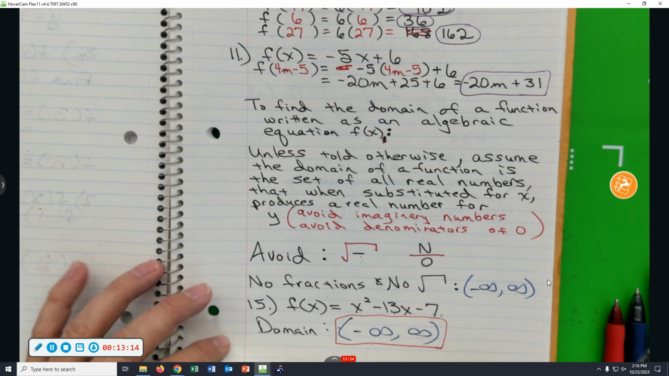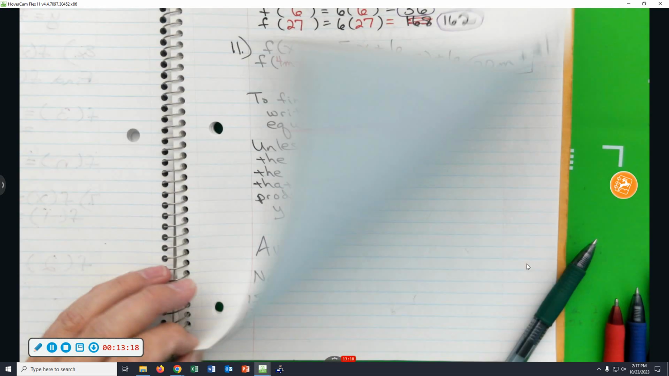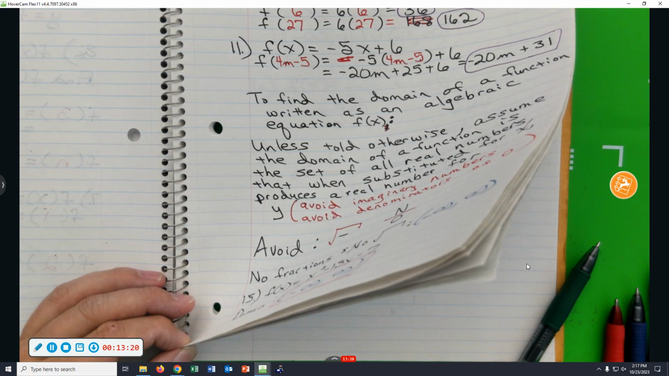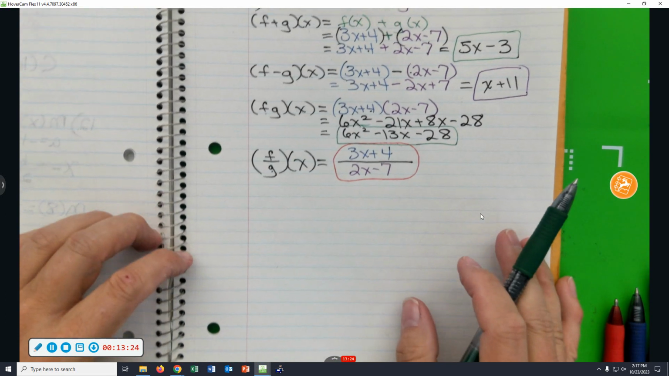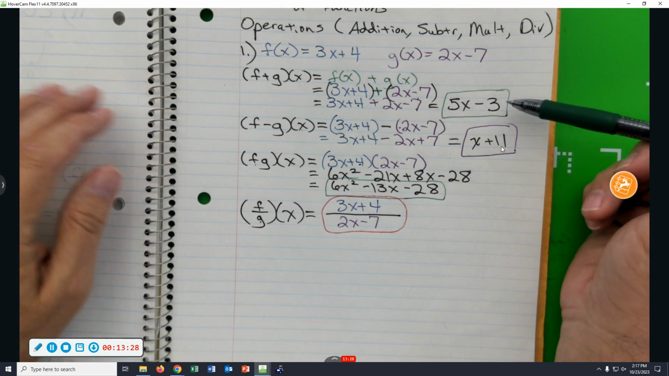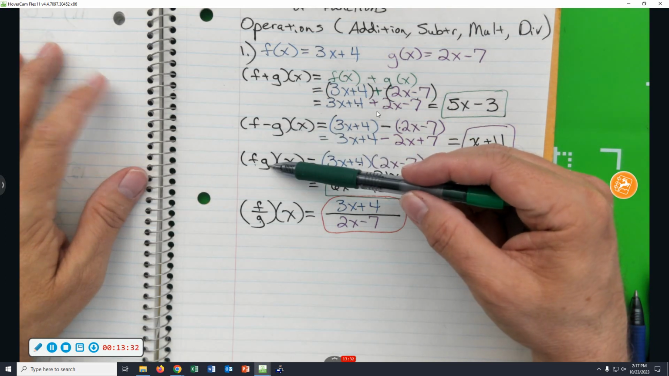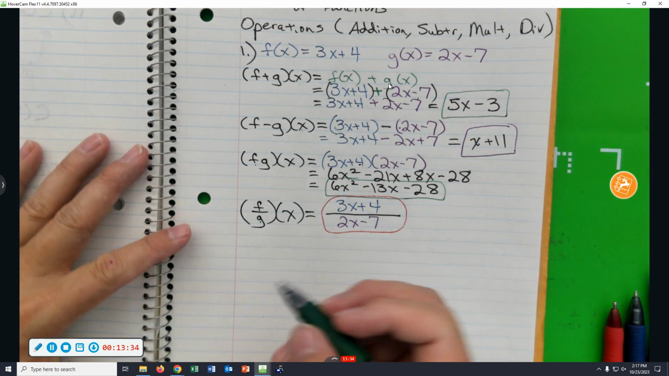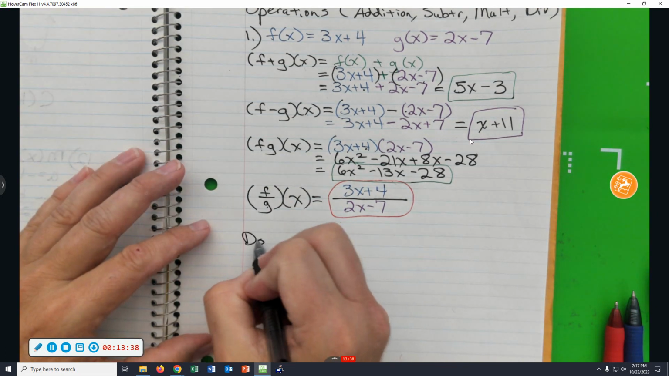If you're working with revenue functions or cost functions, would it make sense for you to have a negative number? Okay, so you can't just look at the final answer, but f plus g, f minus g, and f times g all have the same domain. Okay? You have to look throughout the work.